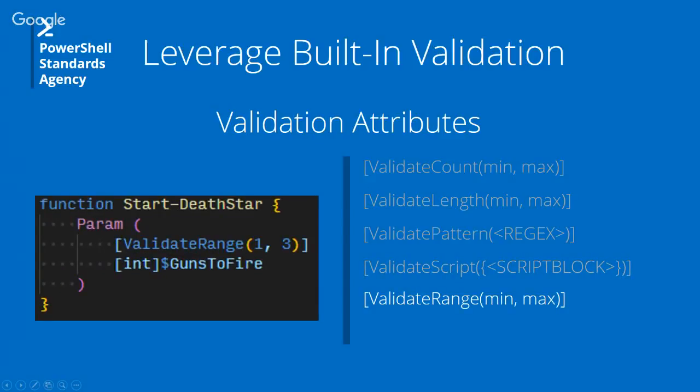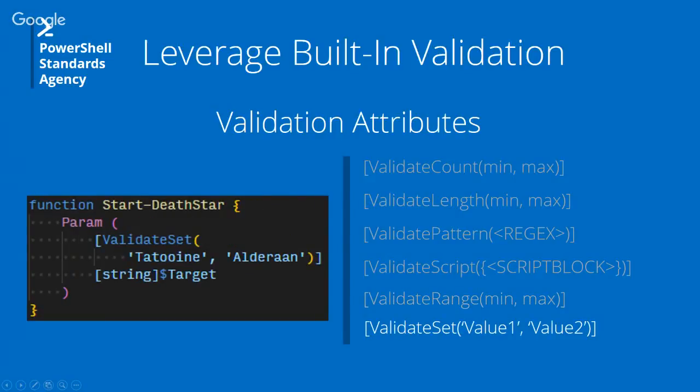We've then got ValidateRange. So think of this as a dice, for example. You want the value to be between 1 and 6. Or if you're some sort of D&D enthusiast, that'll be 1 to 20.